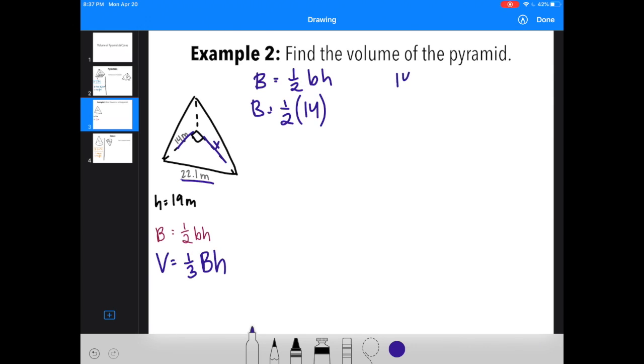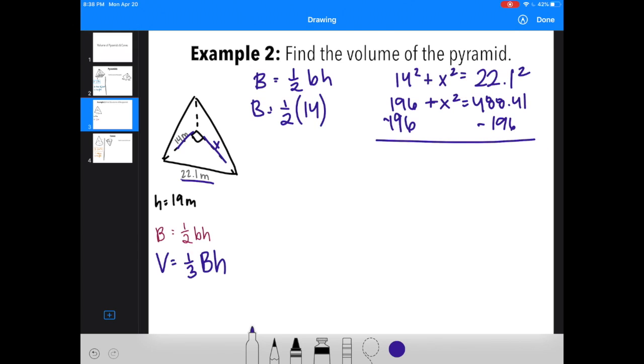Well, I'm going to use Pythagorean theorem. A squared plus b squared is equal to c squared. So 14 squared plus x squared is going to be equal to 22.1 squared. 14 squared is going to be 196. 22.1 times 22.1, or 22.1 squared, is 488.41. Subtract 196. That gives me an x squared value of 292.41. Let me take the square root of that to get x by itself. And my side measure is going to be 17.1. All right, there's my height for my triangle.